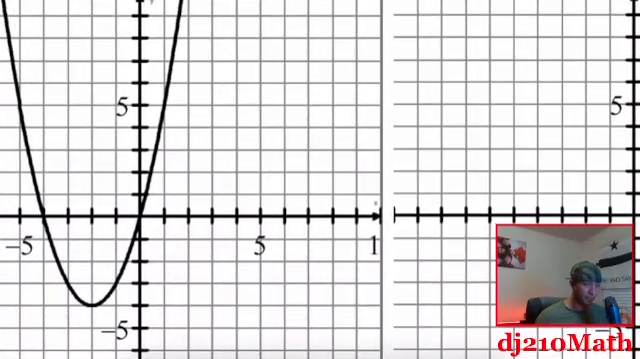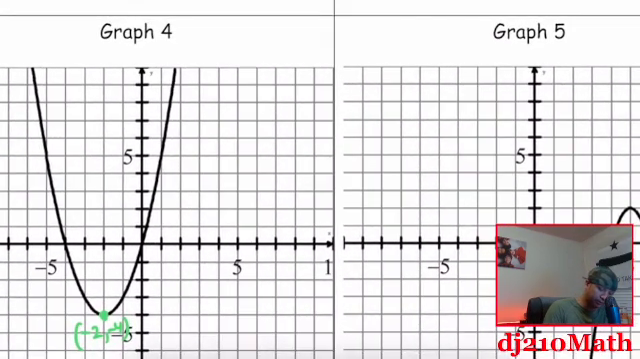Number 4. Vertex is -2, -4. All right, so writing this, we got y is equal to a times (x plus 2) squared minus 4. Picking a point. Oh man, 0, 0. This is the best point on earth.